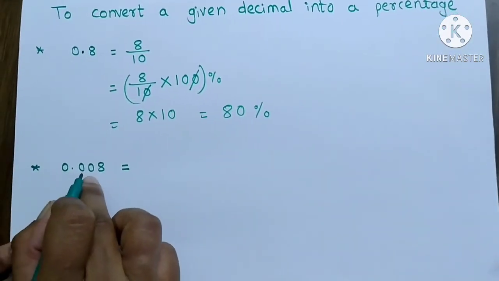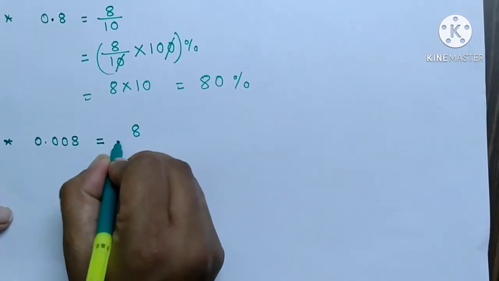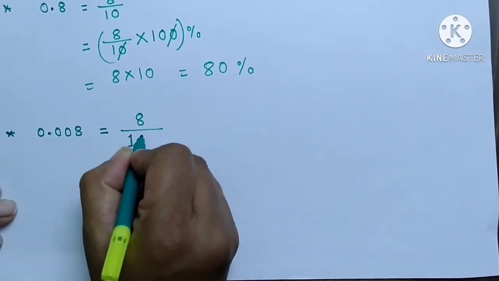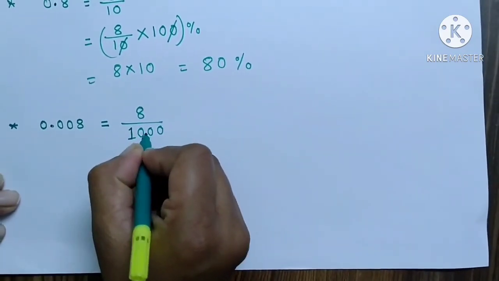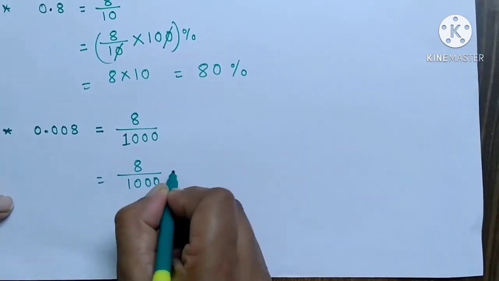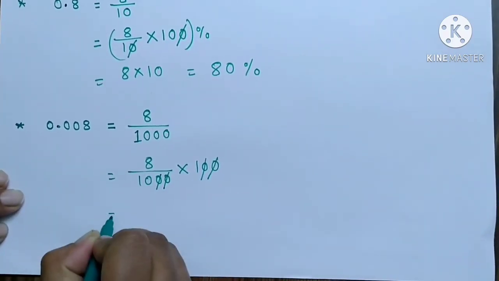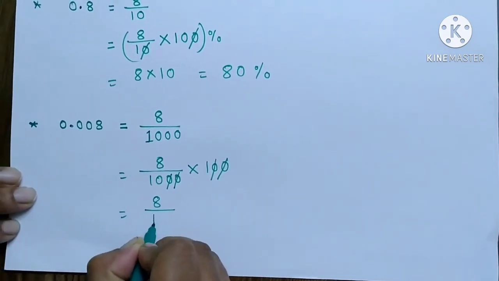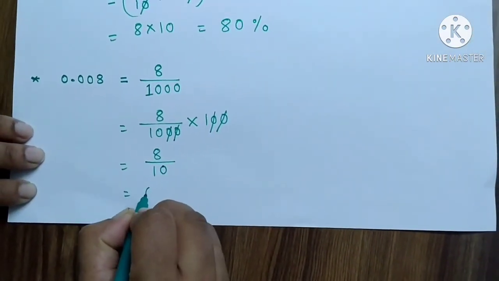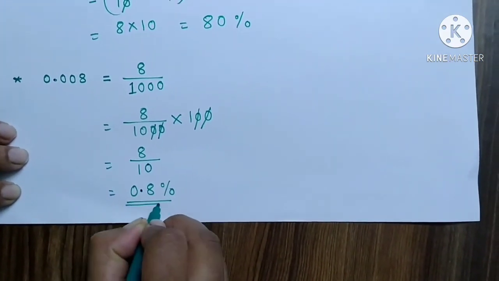Now 0.008, we have to convert this decimal into a fraction. So first we will write 8. Okay, how many digits are there after the point, 1 2 3, so 3 zeros will be added on 1, which means 8/1000, and we have to multiply this 8/1000 by 100. Cancelling zeros, then means 8/10. Okay, now we are going to write this 8/10 in the form of a decimal, means 0.8% is the answer.